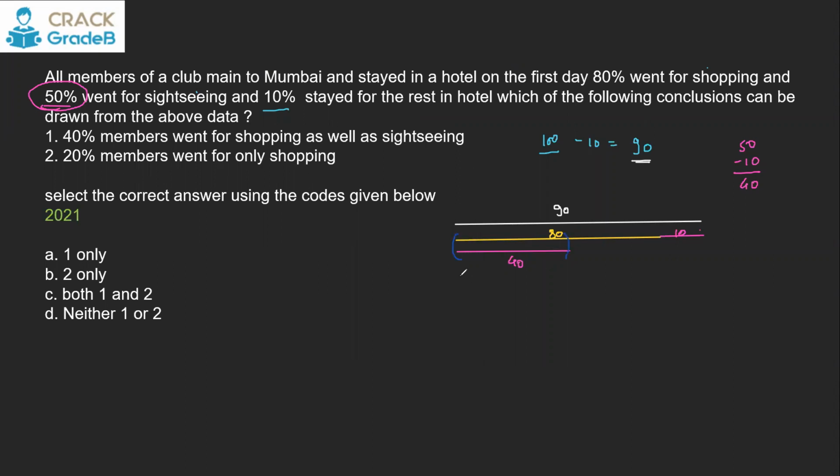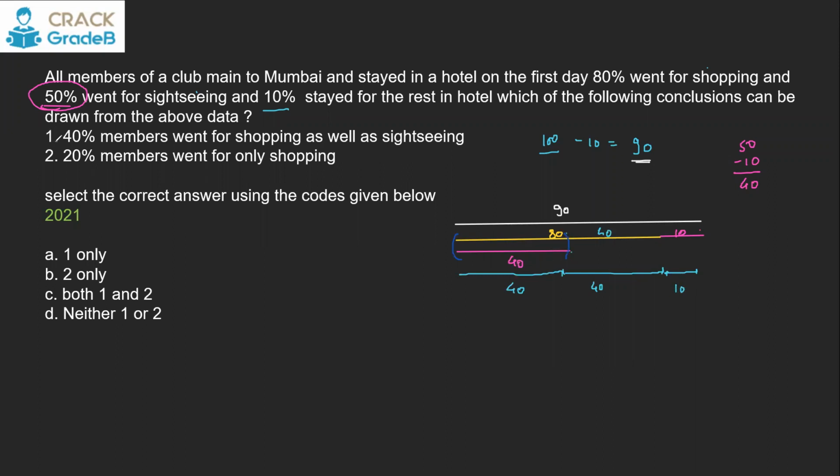Now, talking about the lengths. These 40 people have both the coupons. Out of 80, these 40 are gone. So the remaining 40, from here to here, this length is 40. They have only yellow, meaning only the shopping coupon. So these 40 have only the shopping coupon. And the remaining 10 have only pink, meaning only sightseeing.